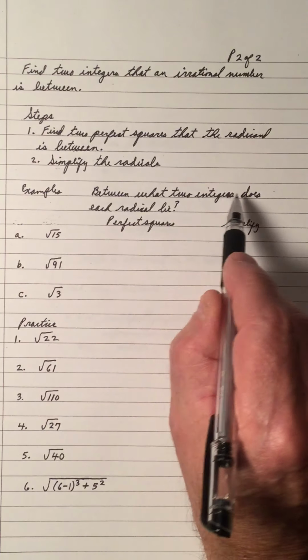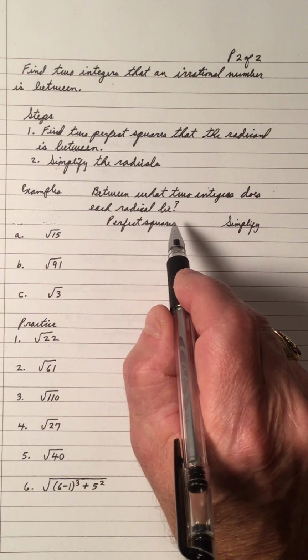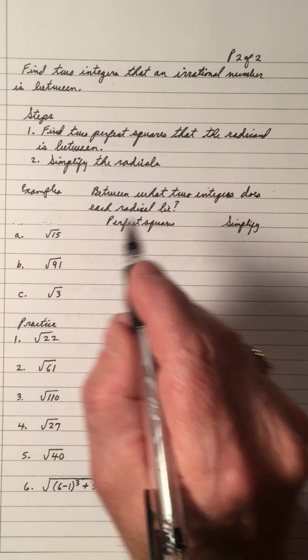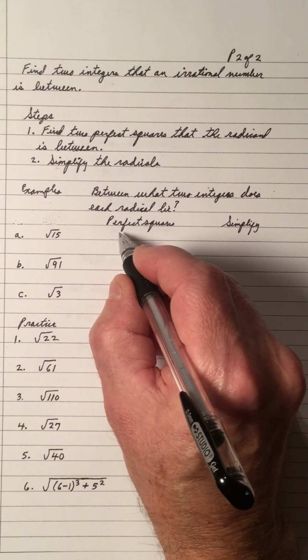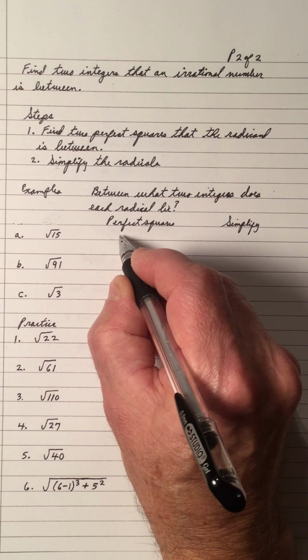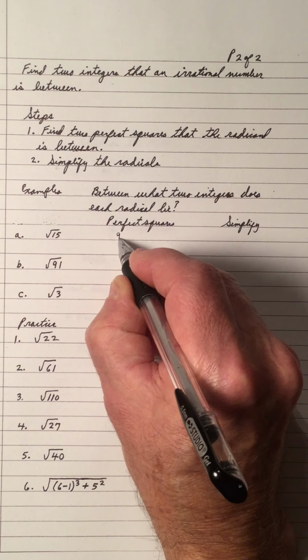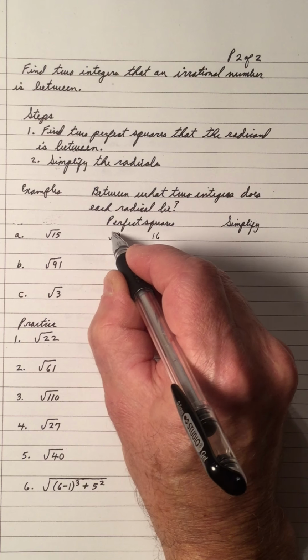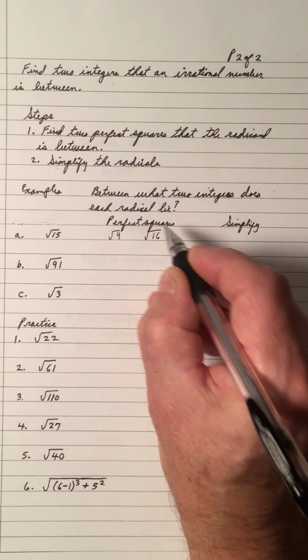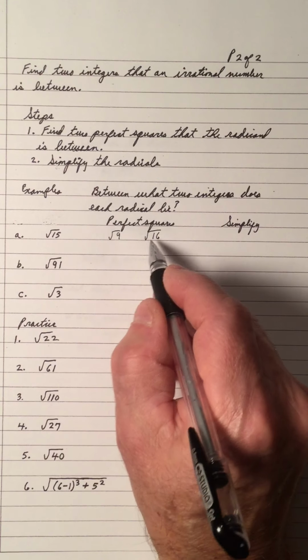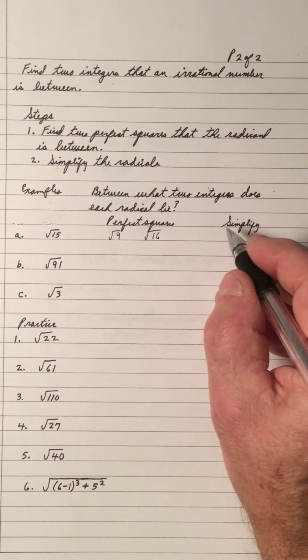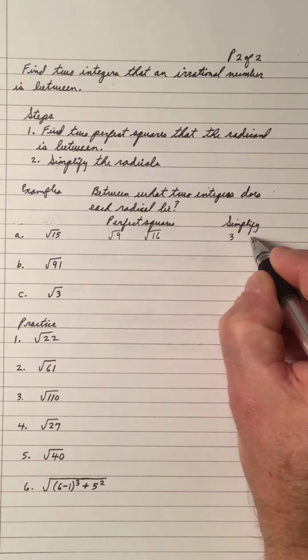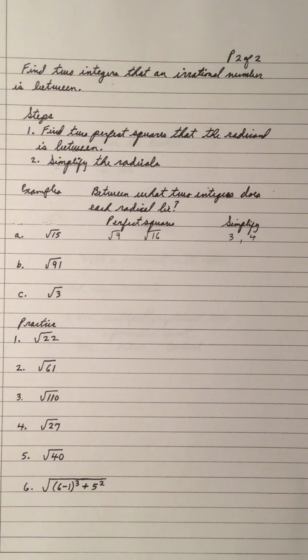Examples: between what two integers does each radical lie? Well, let's do some for you. We have 15, so 15 is between what two perfect squares? Well, 9 is the lower one, 16 is the upper one. So if we do the square root of 9 and the square root of 16, 15 is between those two radicals, and the square root of 9 is 3, the square root of 16 is 4.